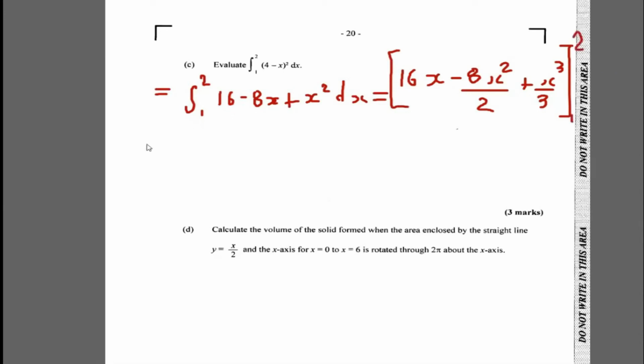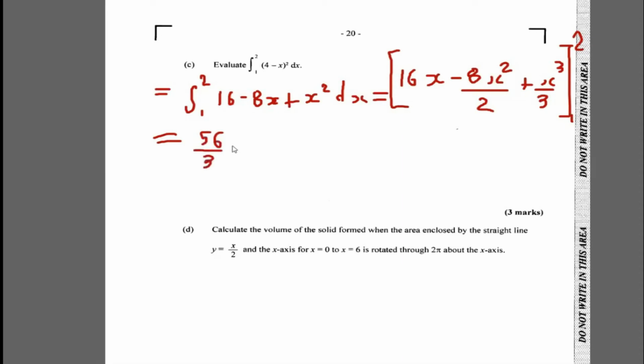Then we can substitute in x as 2. When you plug in 2, you're going to get 16 times 2 minus 4 times 2 squared plus 2 cubed divided by 3. And I plug in 2, I get 56 over 3.